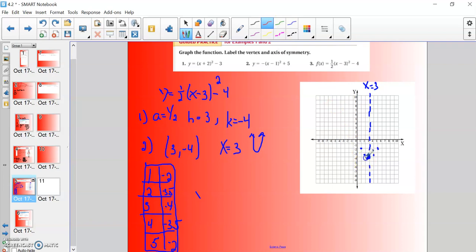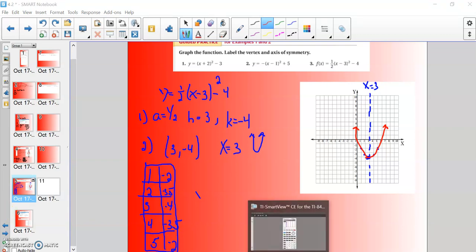So the last thing is to sketch your parabola like so, and then there you have it. So that's your 3 examples. If you're still needing more help, reach out to us and we can explain hopefully what your misunderstanding is.